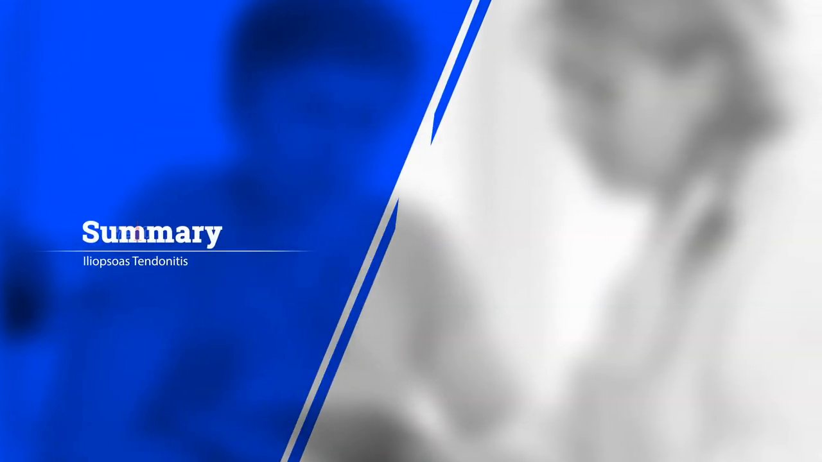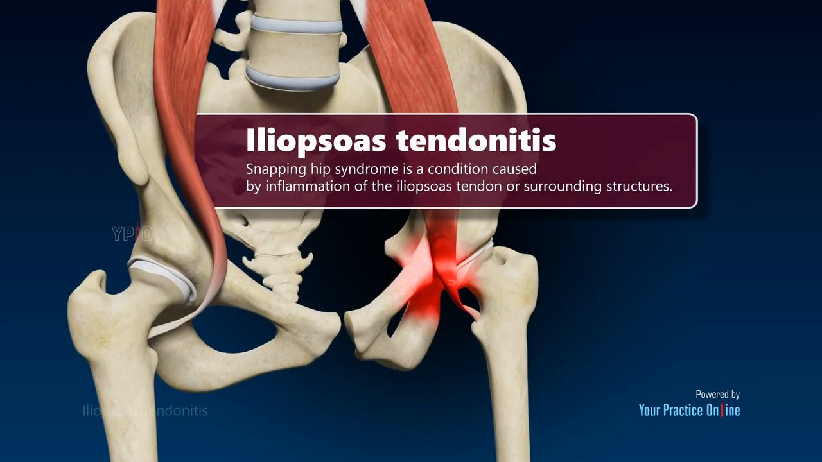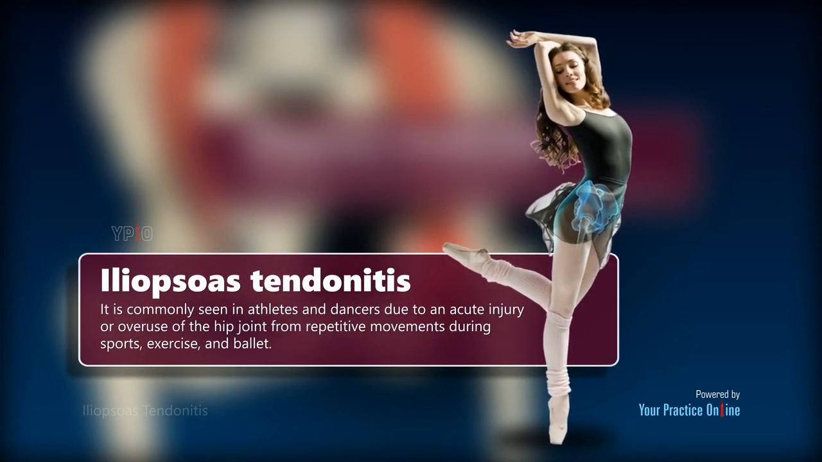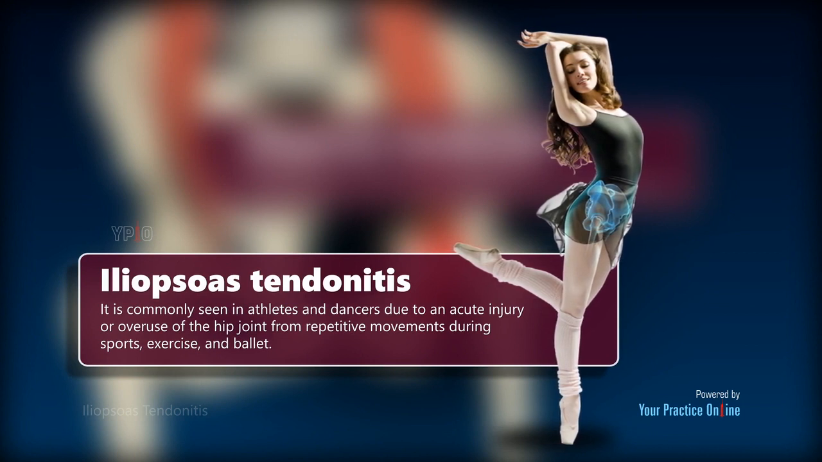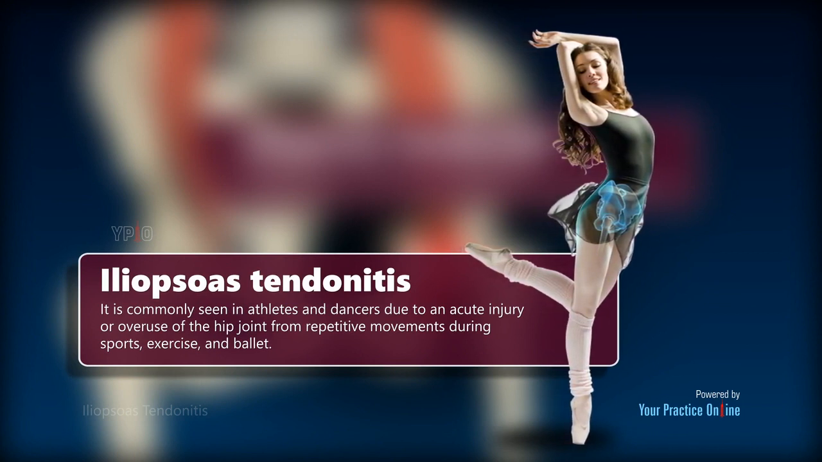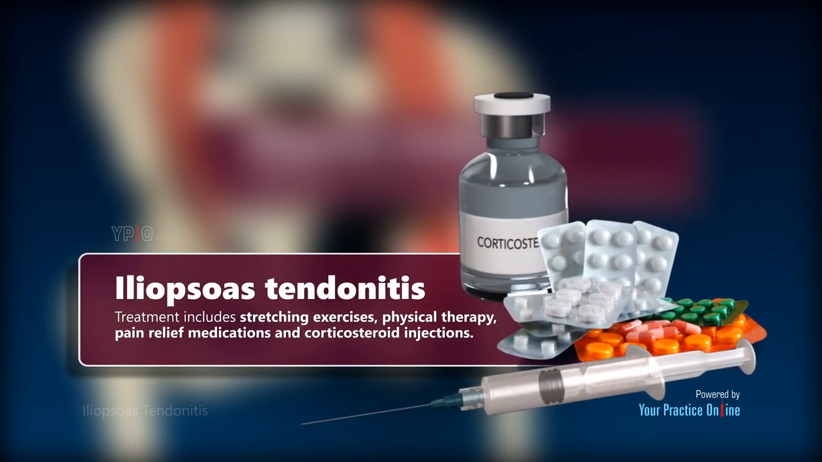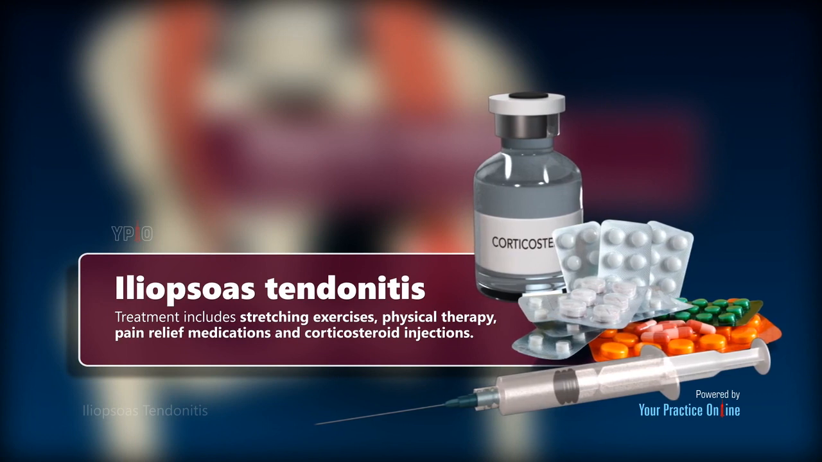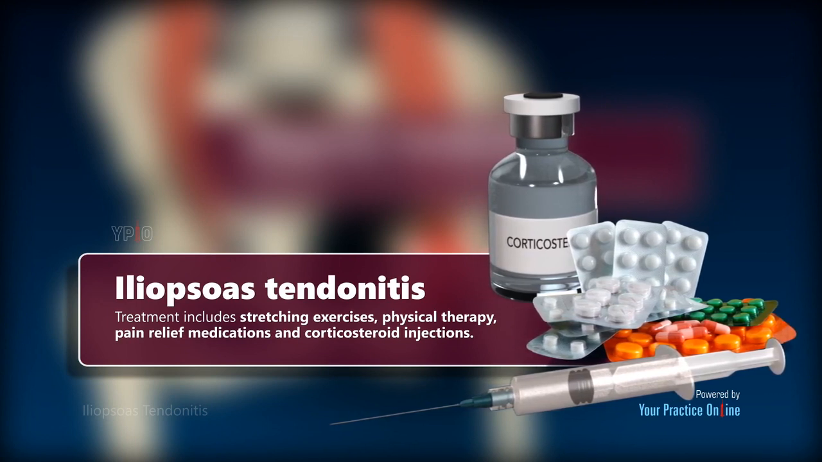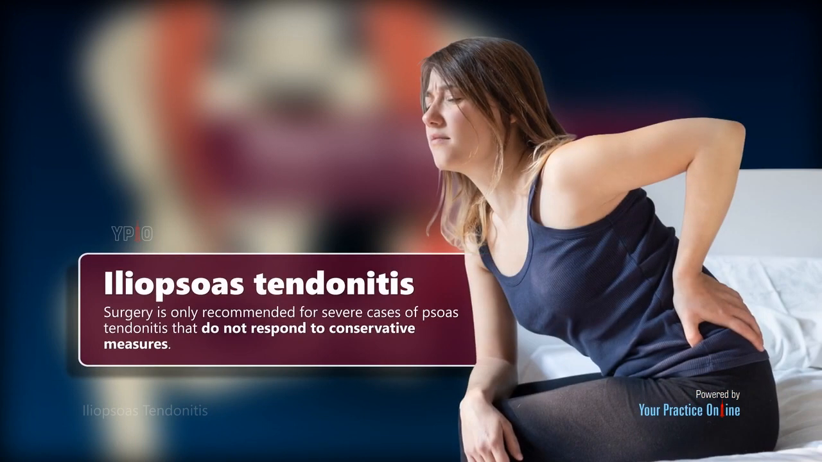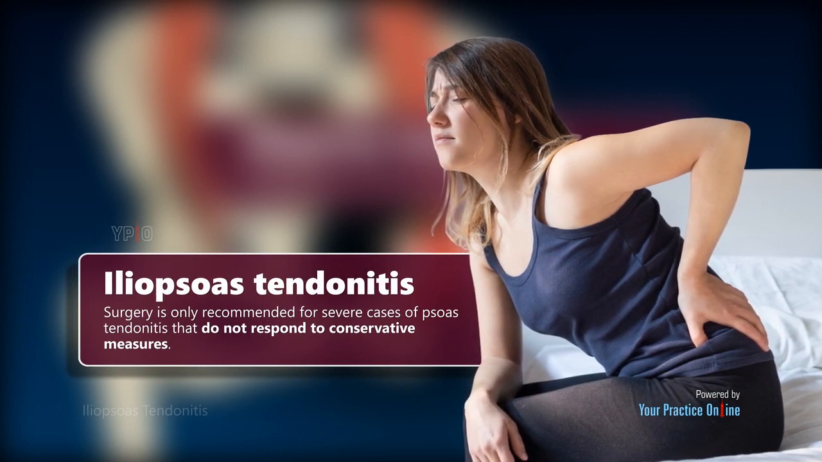Summary. Iliopsoas tendonitis or snapping hip syndrome is a condition caused by inflammation of the iliopsoas tendon or surrounding structures. It is commonly seen in athletes and dancers due to an acute injury or overuse of the hip joint from repetitive movements during sports, exercise, and ballet. Treatment includes stretching exercises, physical therapy, pain relief medications, and corticosteroid injections. Surgery is only recommended for severe cases of psoas tendonitis that do not respond to conservative measures.